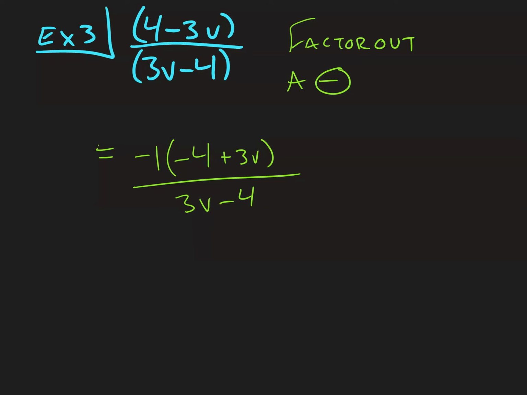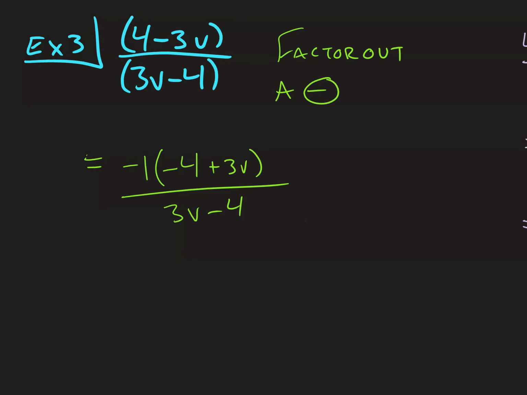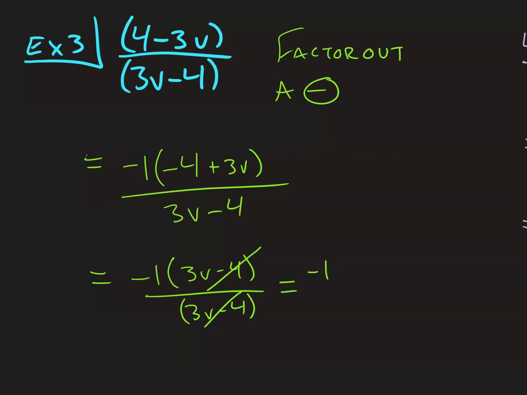Now, I'm going to do a little algebra trick that lets me rearrange these two terms. So it's going to look like -1 times 3v minus 4 over 3v minus 4. Now, we have two factors in our numerator and our denominator that look exactly the same, so they can be canceled out. What's going to be left over is -1 over +1, because that's all that's left here. So we're left with -1 as our solution.